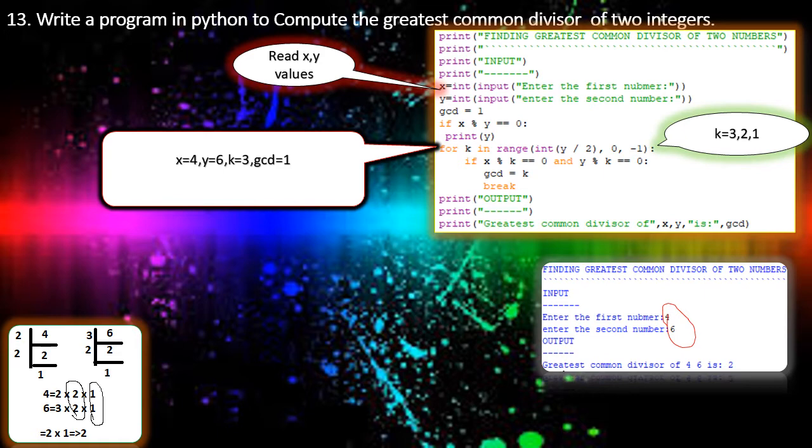So the initial x value is 4, y value is 6, k value is 3, and the GCD value is 1 at present. So we are next checking if x value 4 modulus 3 has remainder 0. It is not, so the condition is false. And next, 6 modulus 3, that is true.